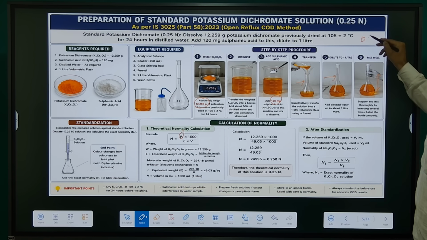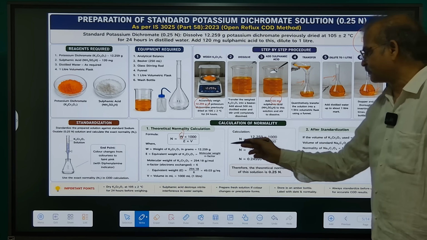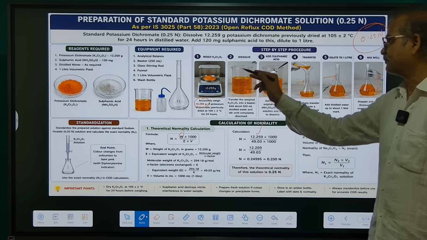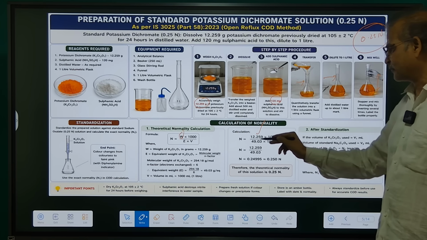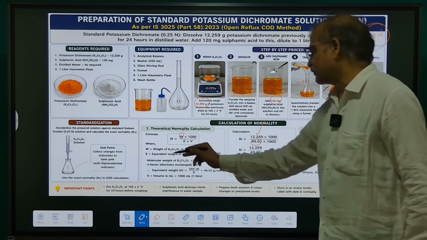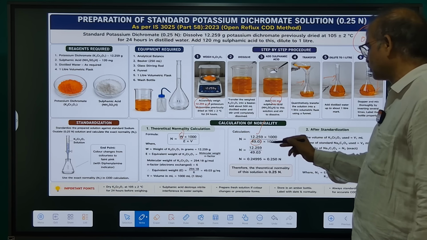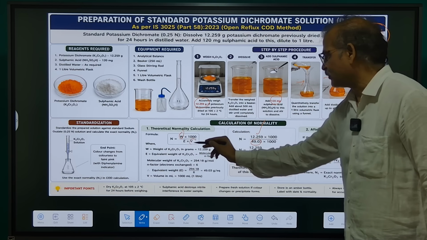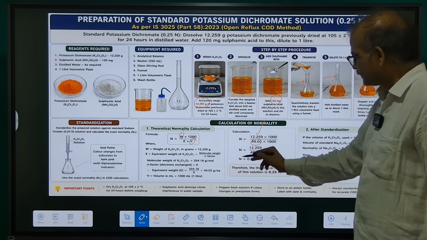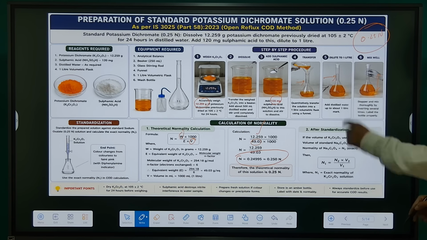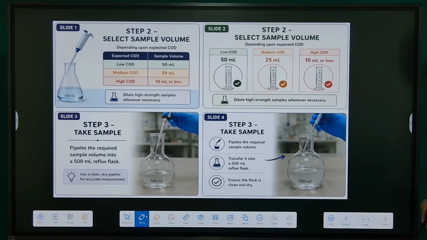The normality of this solution will be 0.25. Now we can calculate properly: we have taken 12.259 gram of potassium dichromate multiplied by 1000, and the equivalent weight of K2Cr2O7 is 49.03, into the volume taken, 1000 ml. So the normality of the solution will be 0.25.